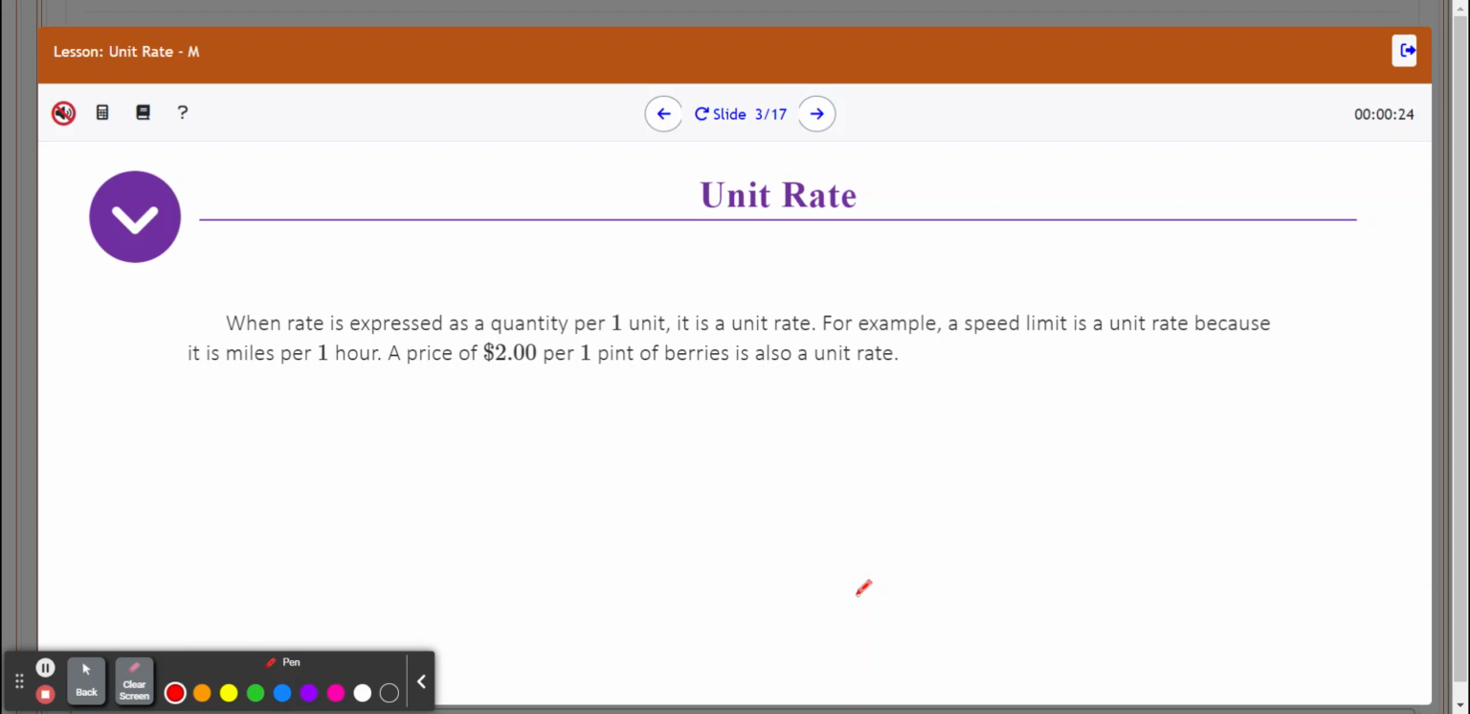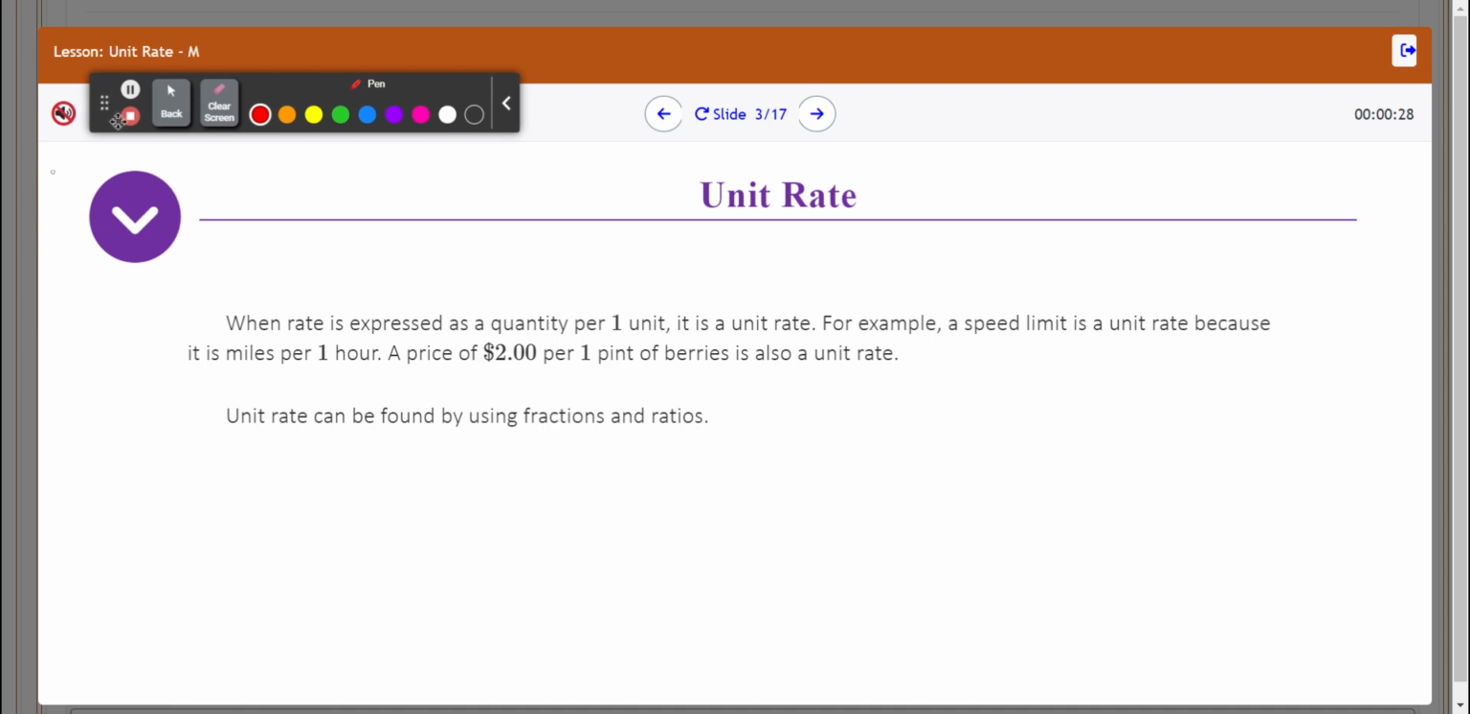Lesson number 19, unit rate. A unit rate is when a rate is expressed as the quantity per one unit. This is called the unit rate. For example, every day we see miles per hour. So you've got 55 miles per 1 hour. Per 1 hour, that's our unit rate.